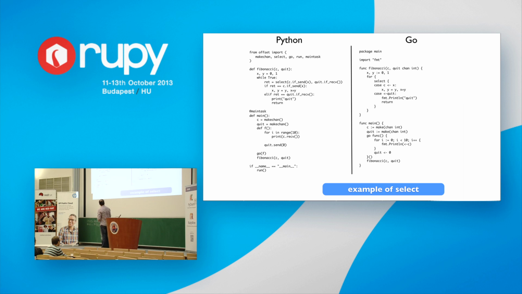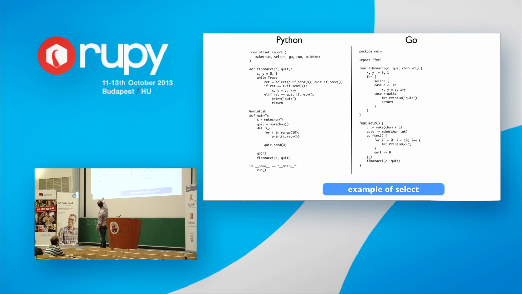Here is an example with the Fibonacci function. Sorry. In the main task, we are creating two channels. One channel will be used to get the data, and one channel will be used to make sure that we quit at the right time. We launch a Go routine. In this Go routine, we print the first 10 Fibonacci values. And when it's done, we send the quit to the quit channel. And we execute the Fibonacci function.